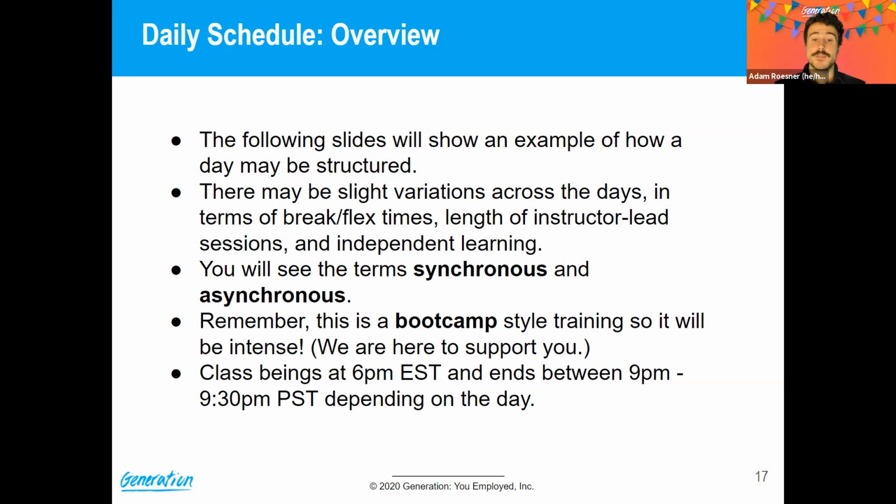Class begins at 6 p.m. Eastern time and ends between 9 and 9:30 p.m. That should say Eastern time, my apologies. All times for this course are in Eastern Standard Time unless otherwise specified. So again, this class is 6 to 9 or 9:30 Eastern Standard Time. If I do not specify the time zone I'm speaking about, when I say a time, I'm speaking in Eastern Standard Time, okay? So 6 to 9 or 9:30 Eastern Standard Time, depending on the day. Those are our class times.